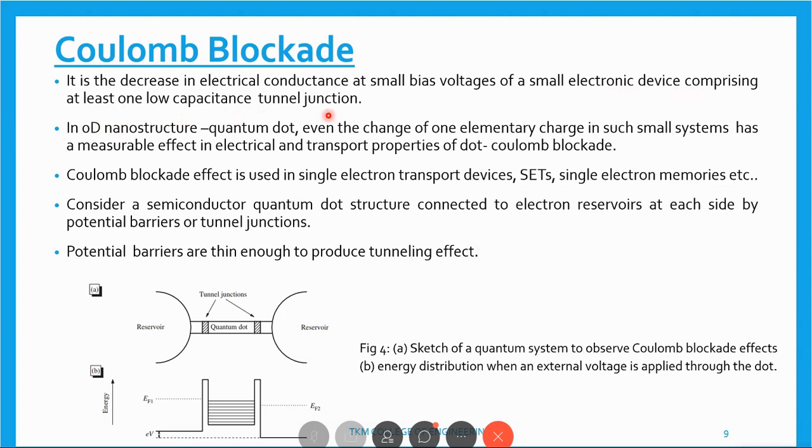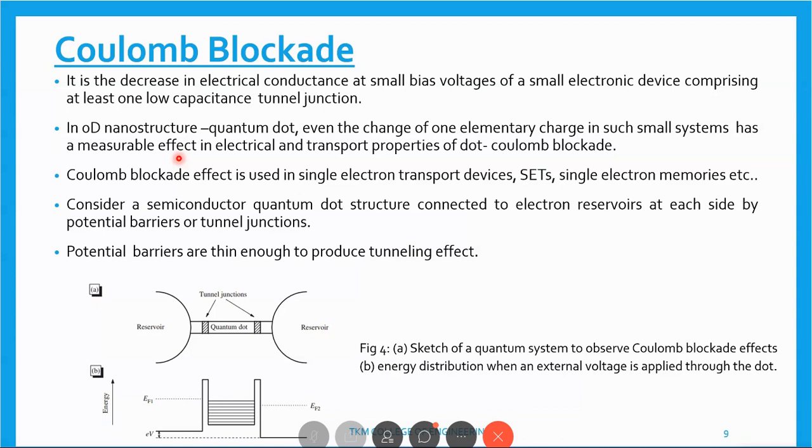For this, consider a 0D nanostructure. Let it be a quantum dot. 0D nanostructure means it is confined in 3 directions and has 0 dimension. And if you consider a quantum dot, even a change of one elementary charge to that system will make a measurable effect on the electrical and transport properties of that quantum dot. Means the properties are going to get changed when you try to add elementary charges to the quantum dot. Now, that concept is the Coulomb blockade. I'm telling these are the definitions. I'll come to it.